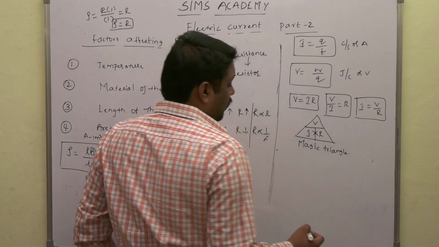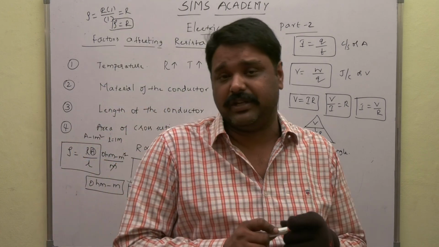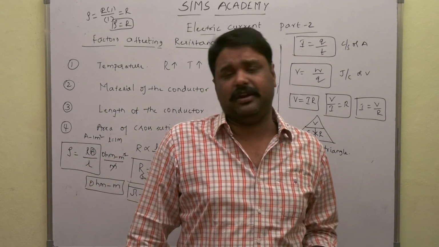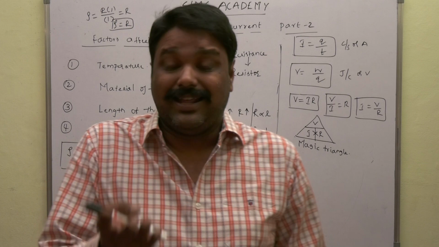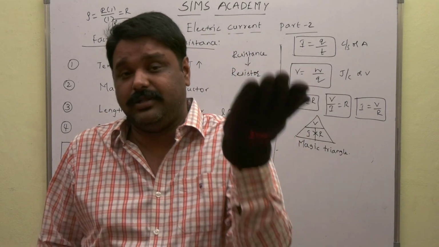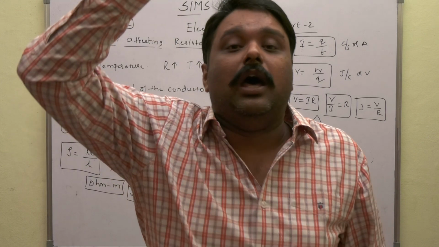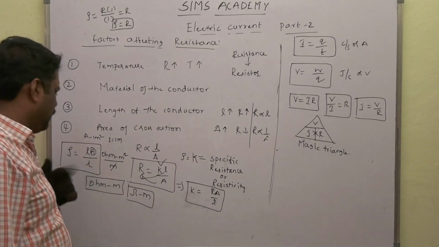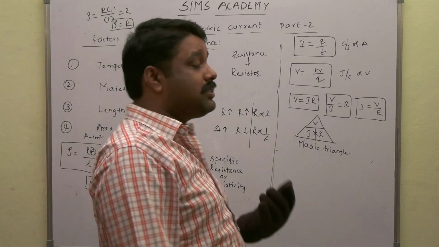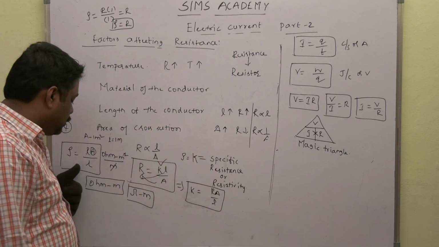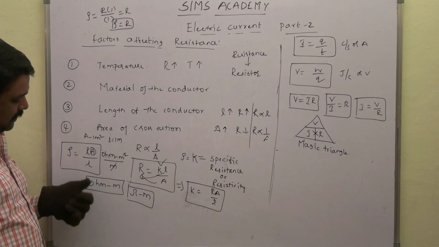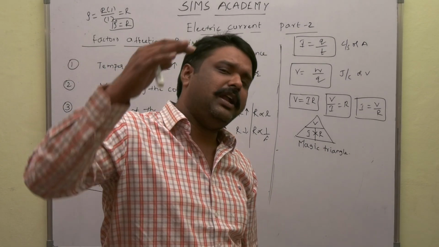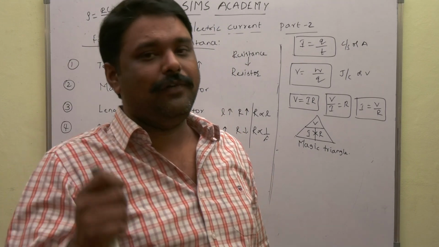After that, the factors that affect electric resistance. The first thing is temperature. As temperature increases, the resistance also increases. Next, the nature of the material of the conductor, and the length of the conductor. As length increases, the resistance also increases, and as the area of cross section of the conductor increases, the resistance decreases. And we have the specific resistance or resistivity of a conductor, rho equals R into A by L, with units ohm meter. We define it as the resistance of a conductor of unit length and unit area of cross section.